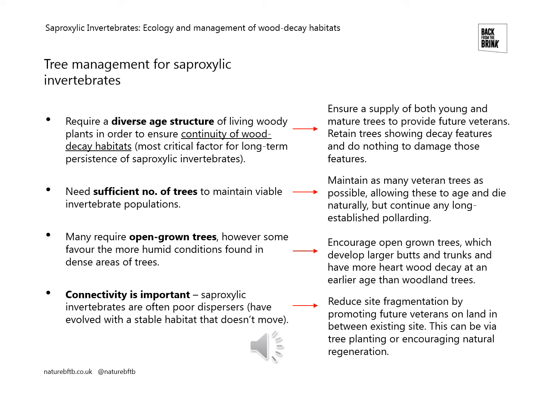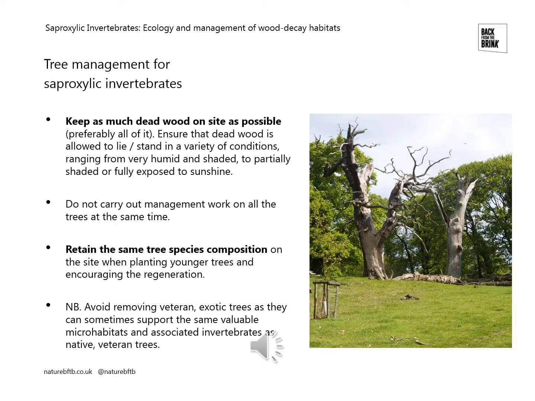We need to encourage open grown trees, which develop larger butts and trunks and have more heartwood decay at an earlier age. And we need to reduce site fragmentation by promoting trees that will become our future veterans on lands between existing sites. This can be by tree planting, or we can just encourage natural regeneration. And we need to keep as much dead wood on site as possible, and preferably all of it.